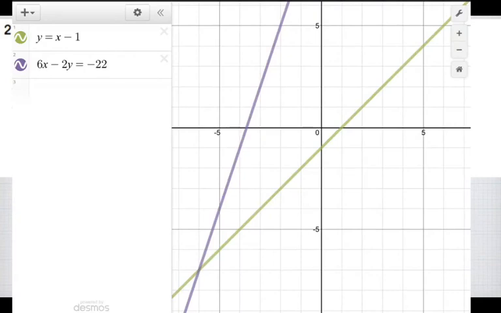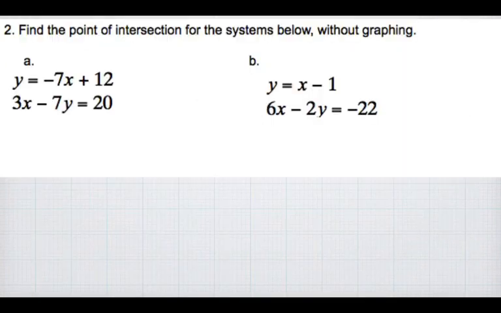Okay, so when I graph y equals x minus 1 and 6x minus 2y equals -22, I clearly see that the point of intersection is at -6 and -7. So I should get -6, -7 if I do this using substitution as well. So let's try this using substitution. I know the value of y for one of my equations is x minus 1. So I'm going to substitute this x minus 1 wherever I see y in my next equation.